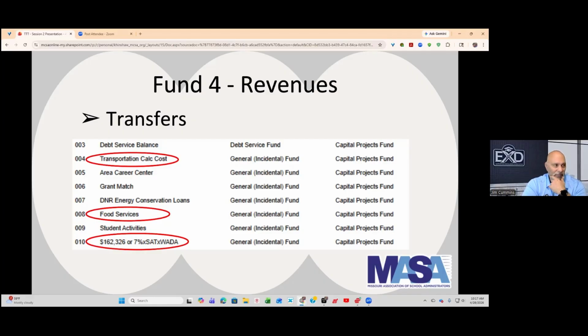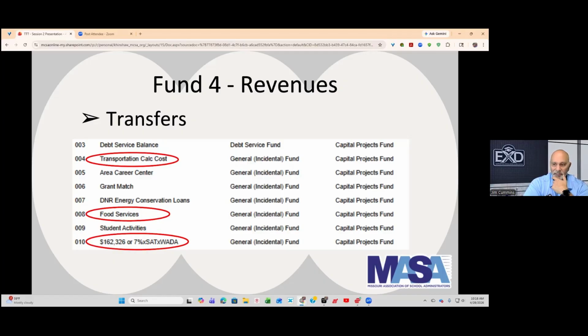If you buy capitalized food service items, you buy a new warmer, you buy a new stove, those are items that can be a 100% transfer from operations to capital.